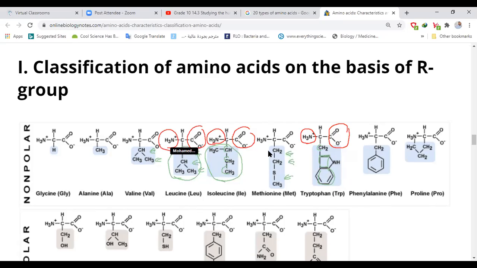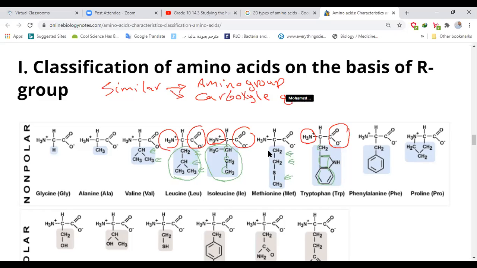You get it? They are similar in the amino group and carboxyl group. And they are different in what? The side group. You get it?